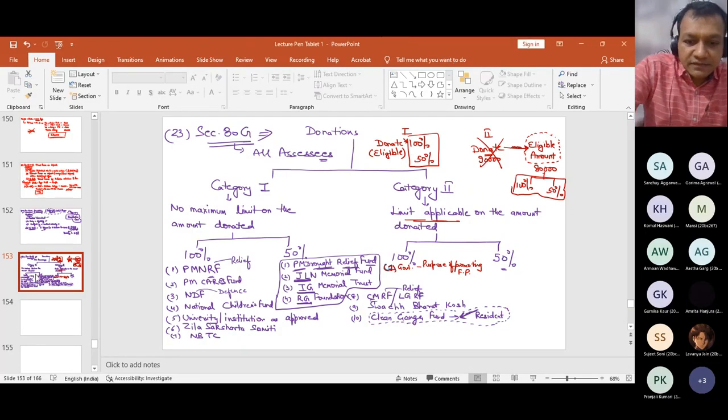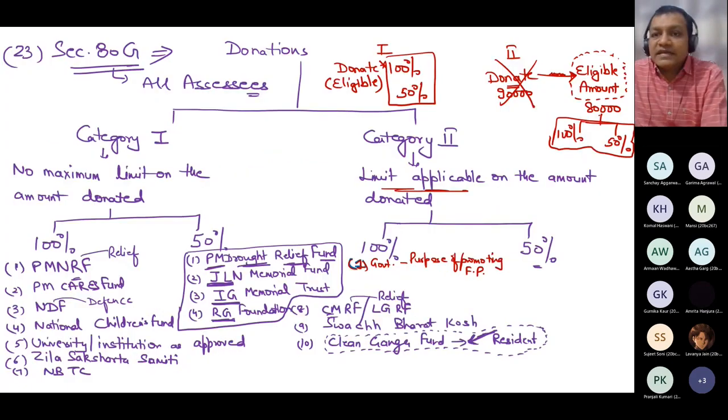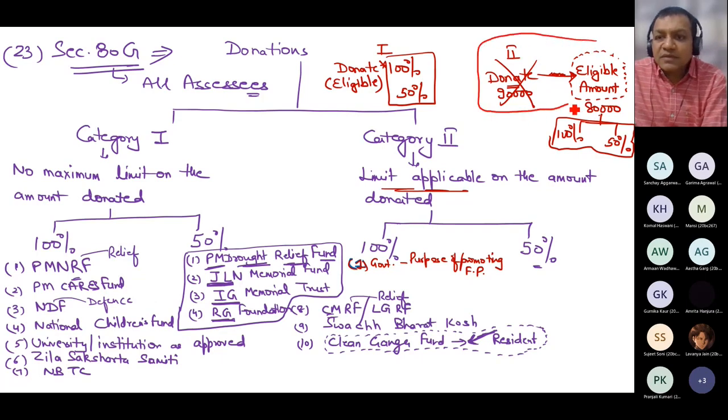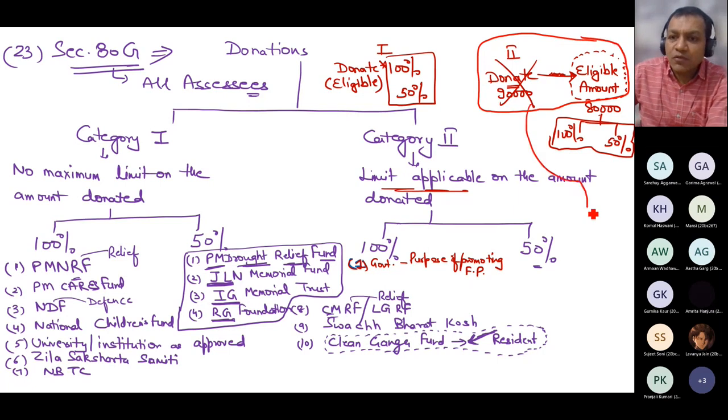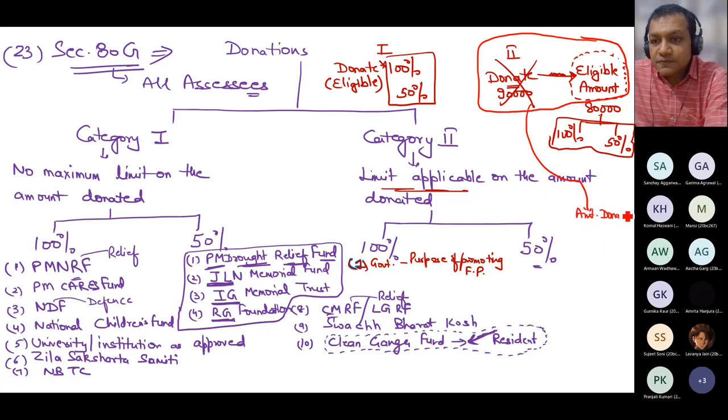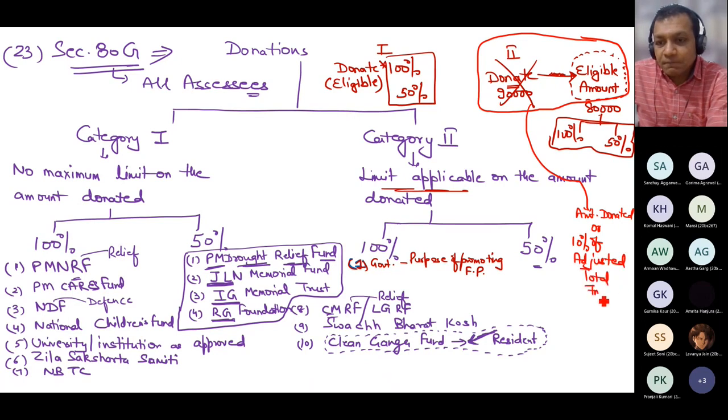Let me again share the screen. In category 2, how do we compute eligible amount? Now I am telling you how do we compute eligible amount. Amount donated or 10% of adjusted total income. This is the new point. Whichever is less is eligible.